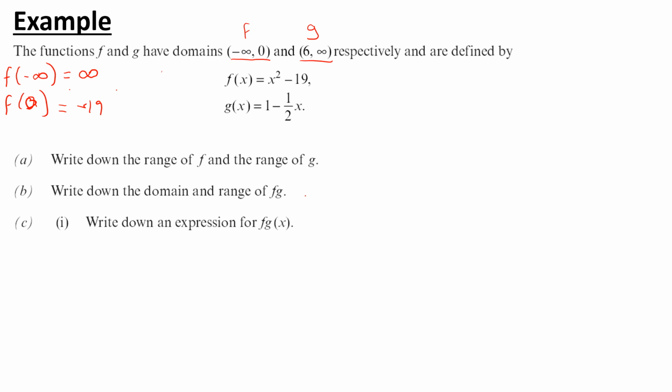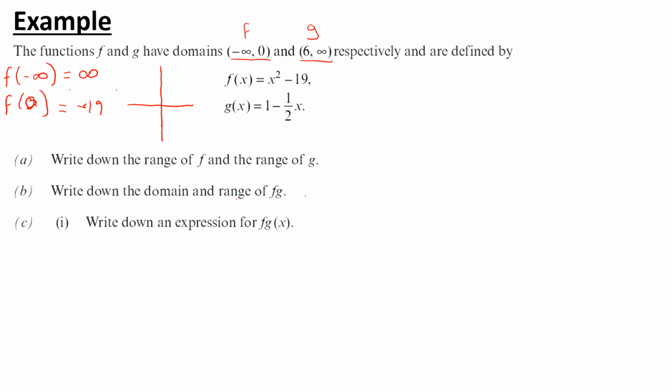Sometimes you're given a function that you might not know what it looks like, but this one's a nice easy one. We obviously know what this graph looks like. It's the quadratic U shape that's slid down to minus 19. Remember the domain is minus infinity to 0, so that means that along the x-axis I only draw the graph that has x coordinates between minus infinity and 0.